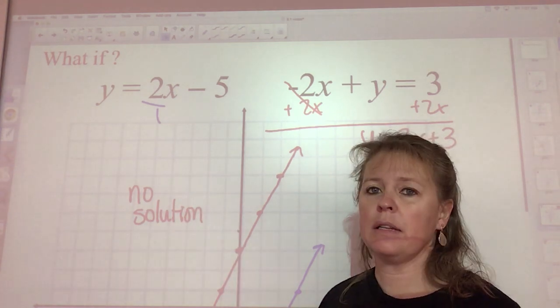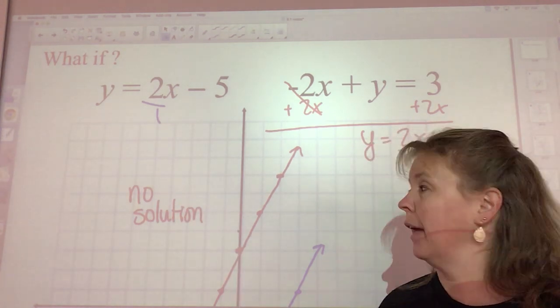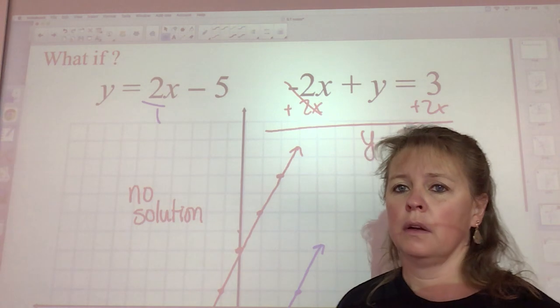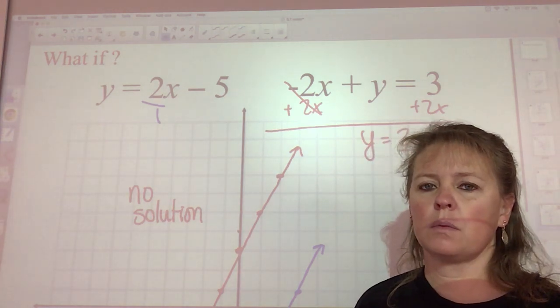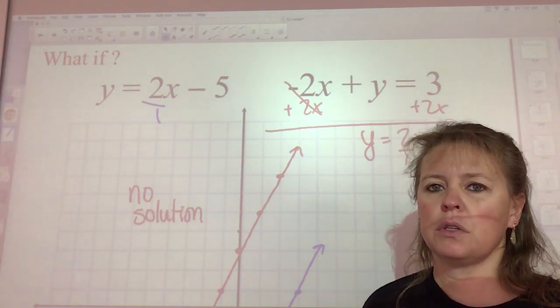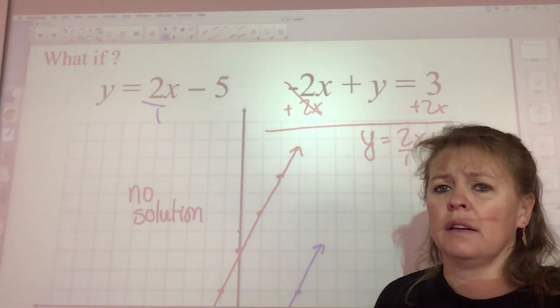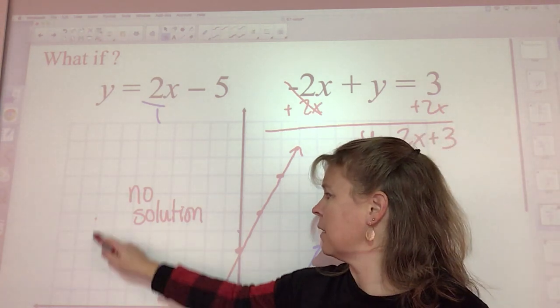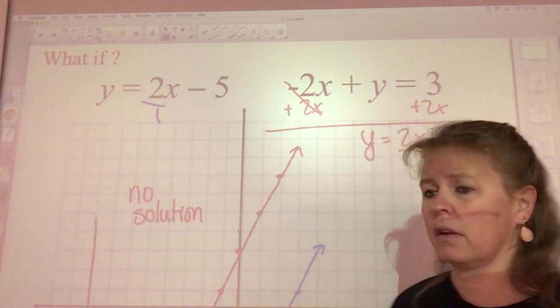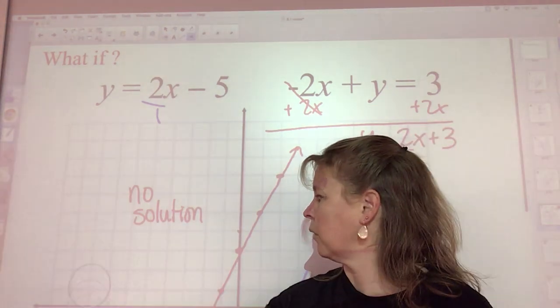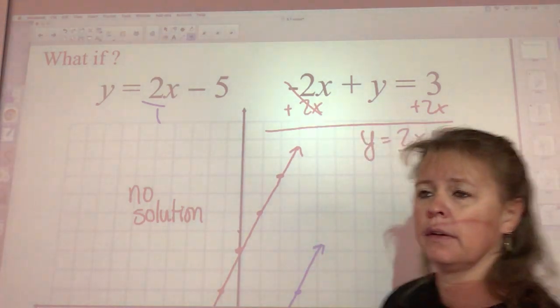And please, when you answer this, you have to put no solution. That's the answer to the question. Where do these systems of equations, where do these lines meet? There is no solution to it. You can't say undefined, because undefined would mean that we're dividing by 0 and we have a vertical line. That's not what we're working with. We just have 2 lines that never touch. No solution.